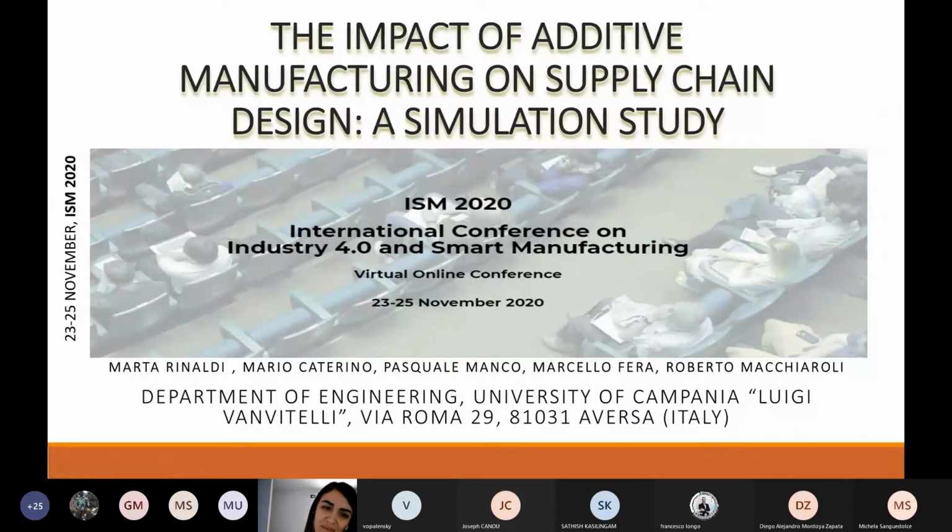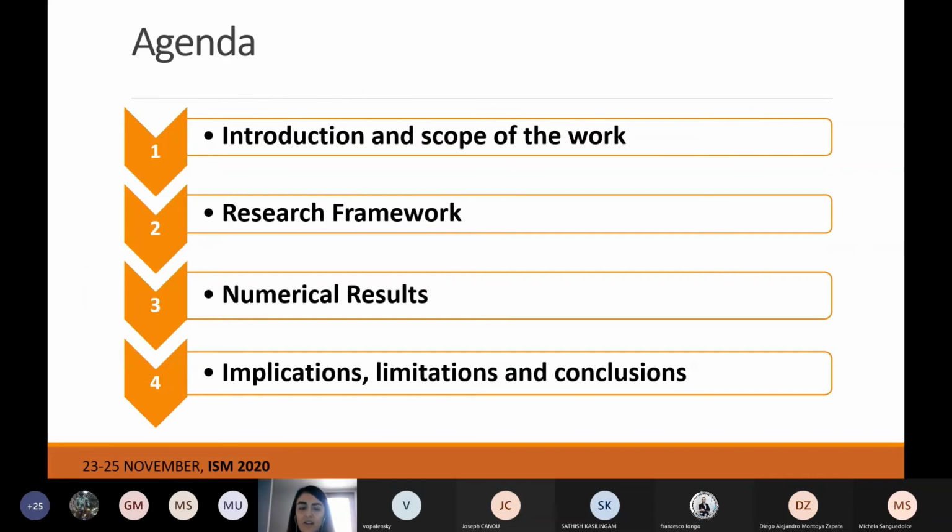Hi, everyone. I'm Marta from Italy, and today I'm going to talk with you about the impact of additive manufacturing on supply chains. First I will briefly introduce the literature and the scope of the work. Then I will present the steps of my research, later the numerical results, and finally some limitations, conclusions, and future developments.